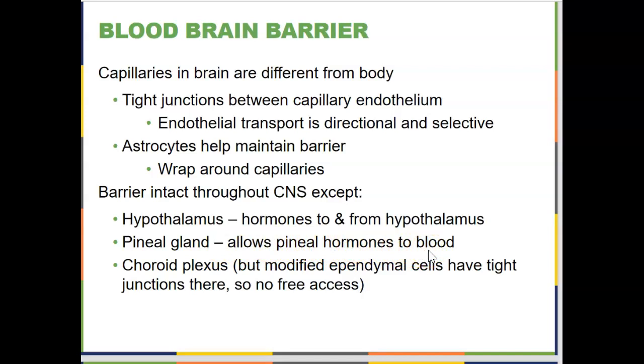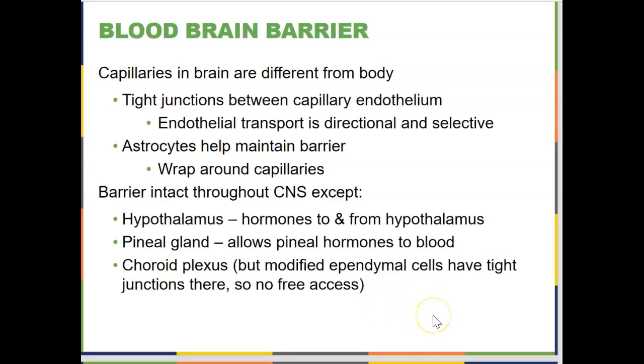serotonin, which then gets converted to melatonin. And believe it or not, some of the serotonin that's made in our body is made in our gut, and it enters our circulation and goes to our brain. So the pineal gland also has a much looser blood-brain barrier, allowing hormones to release into the blood, but also to receive some as well. And then the choroid plexus itself.